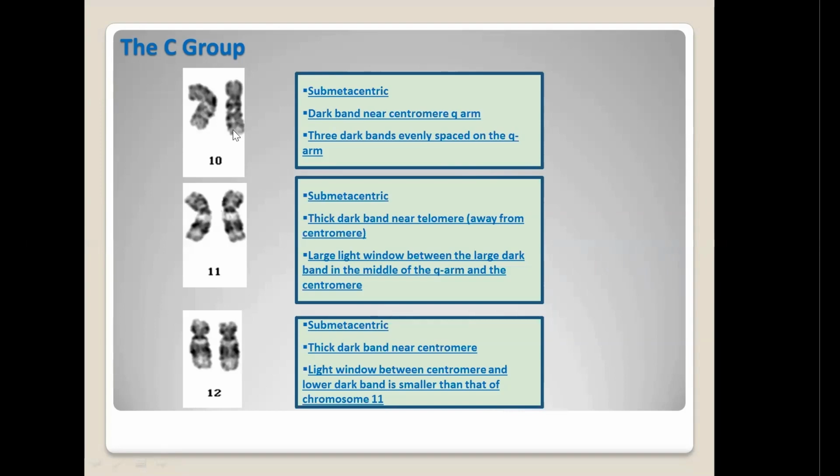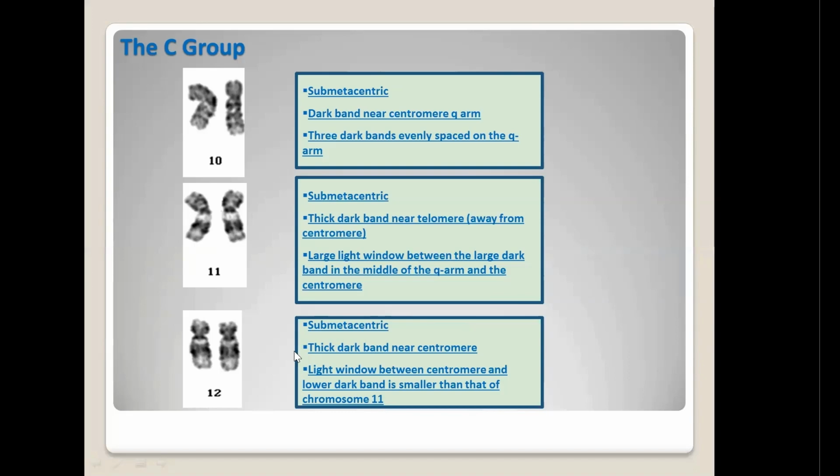Then chromosome 11. Actually, chromosome 11 and 12 have 2 things to distinguish them. In chromosome 11, there is a dark thick band near the telomere, and on chromosome 12, there is a dark thick band near the centromere. This is near the telomere on chromosome 11, and this thick dark band is near the centromere on chromosome 12.